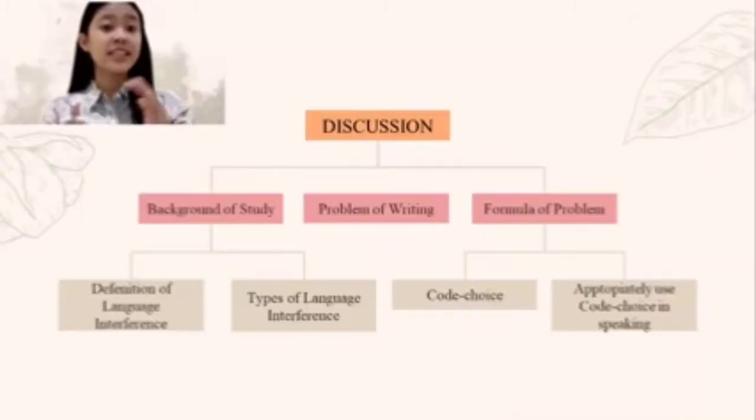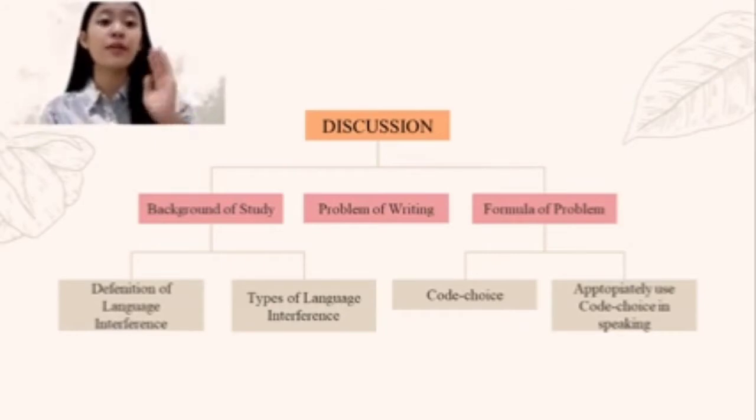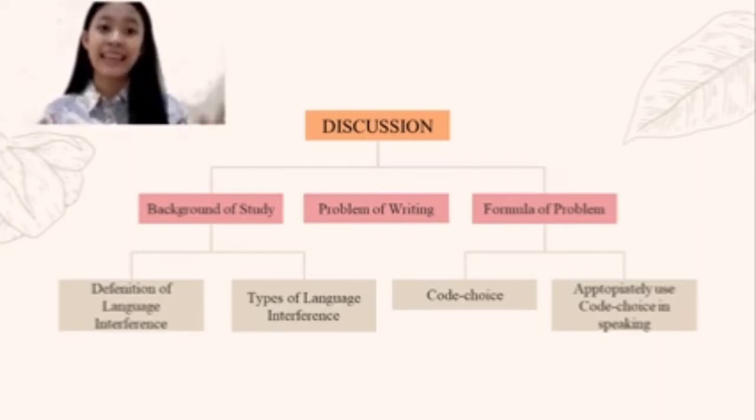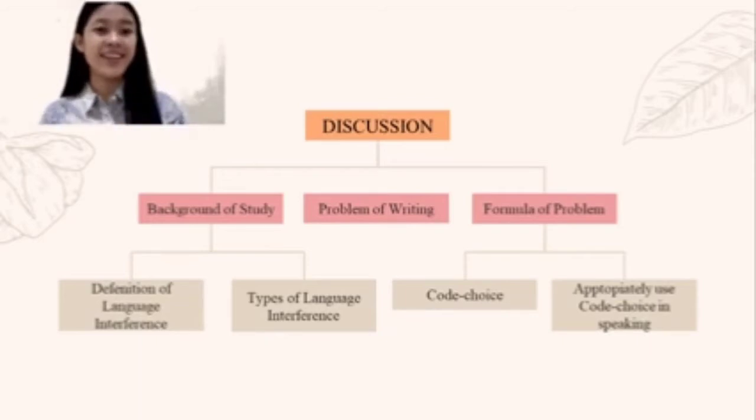Alright, from the introduction above, the team presentation for today will cover four main points. The first one is the definition of language interference. The second one is the types of language interference. The third is code choice. And the last is the appropriate use of code choice while speaking. Then, to understand more about it, let's discuss in the next videos.